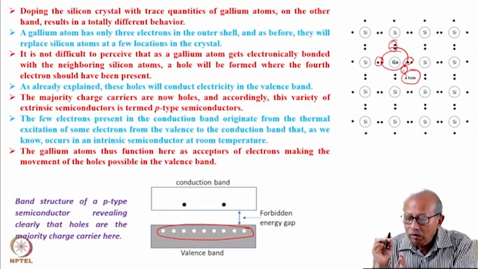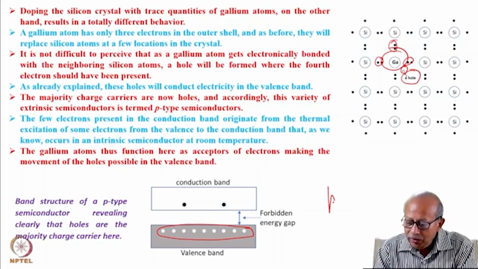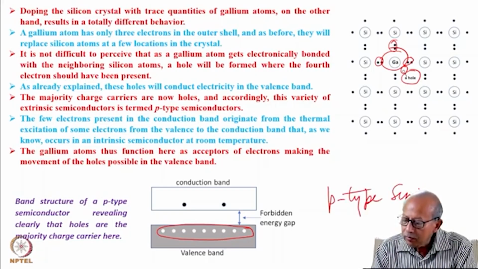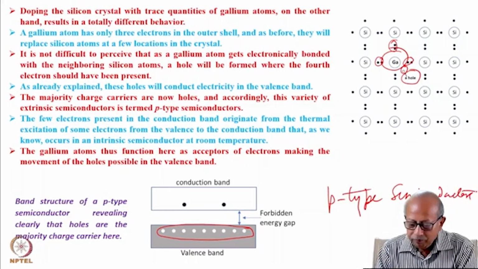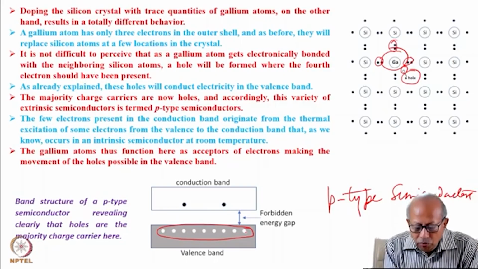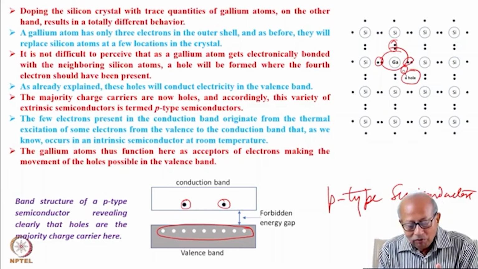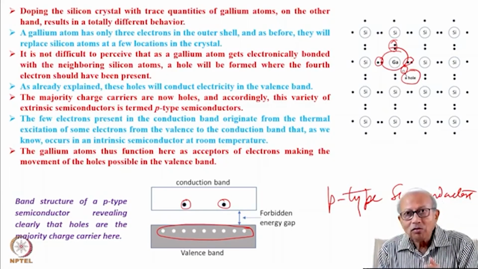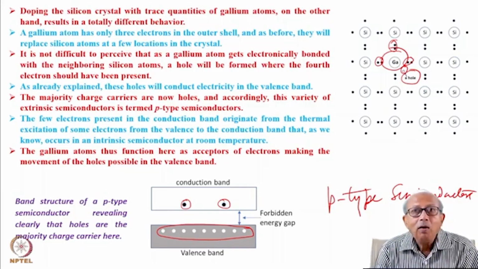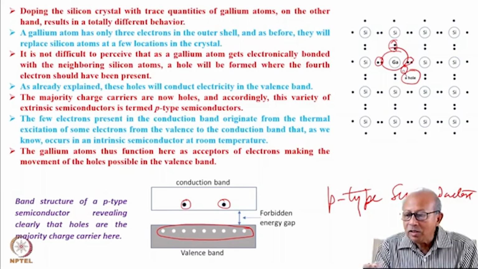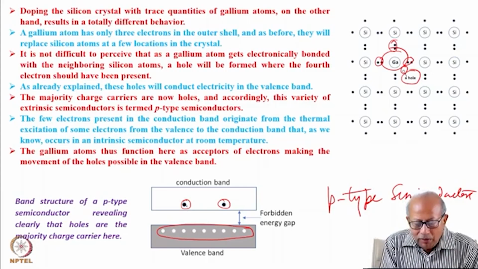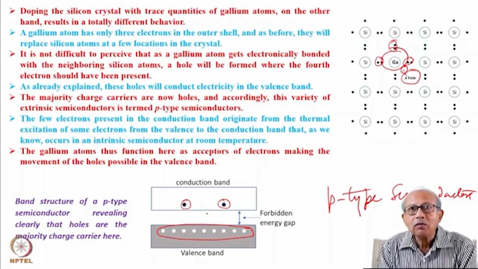Such extrinsic semiconductors are called p-type semiconductors, where the majority of the charge carriers are holes, and the few electrons that you see in the conduction band are basically the electrons that have intrinsically got excited from the valence band to the conduction band as a result of thermal energy.